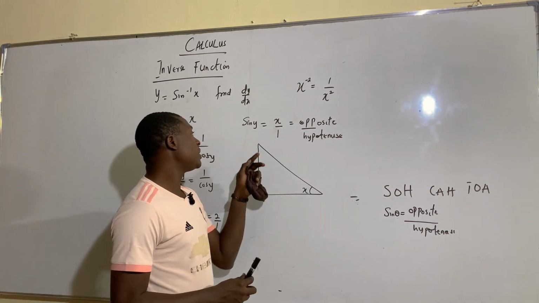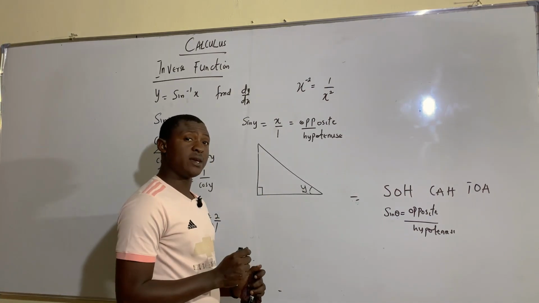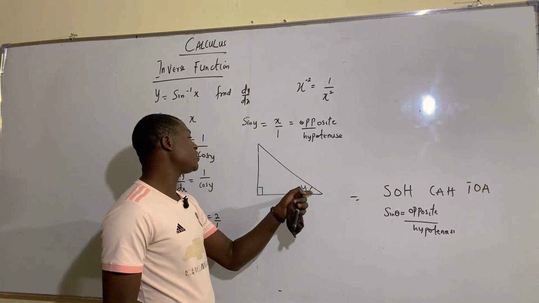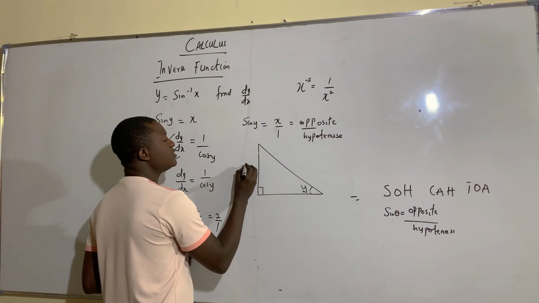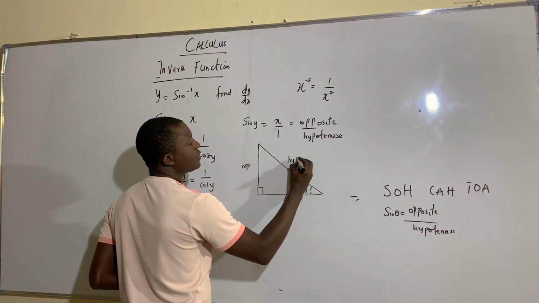Because the angle we are talking about is not even x. The angle that we're talking about here is y. It's not all the time that it's going to be theta. It depends on the angle you are using. So the angle I'm using here is y. So this is going to be my opposite, this is going to be my adjacent, and this is going to be my hypotenuse.